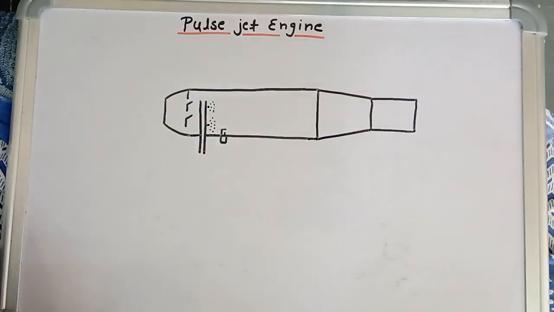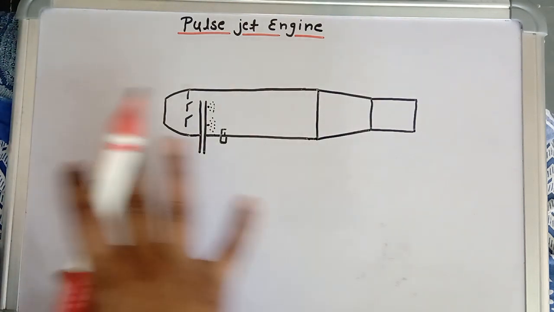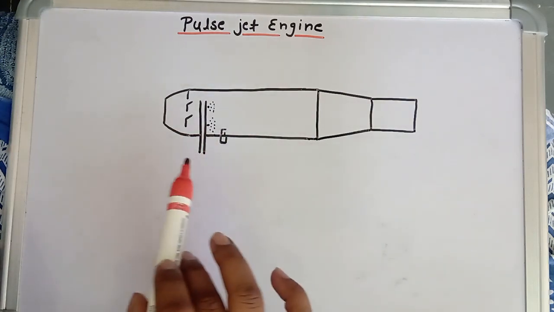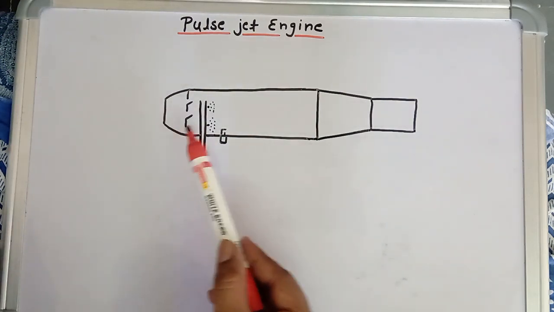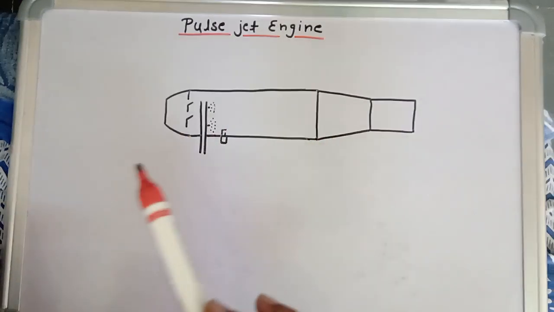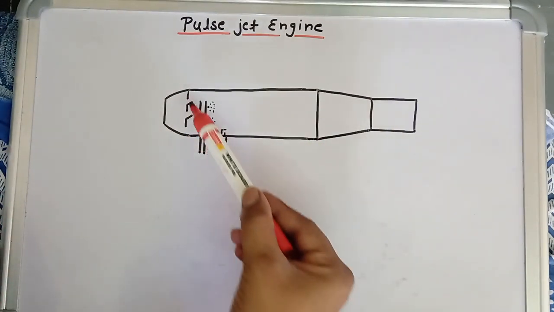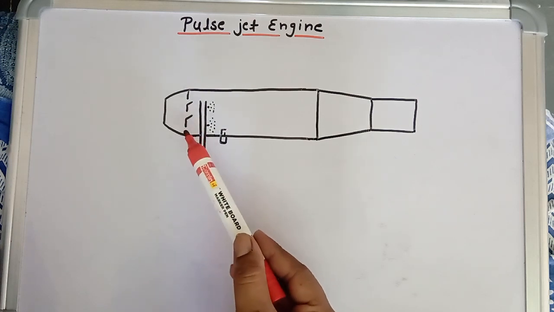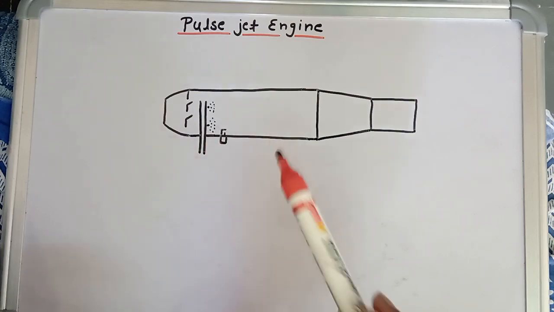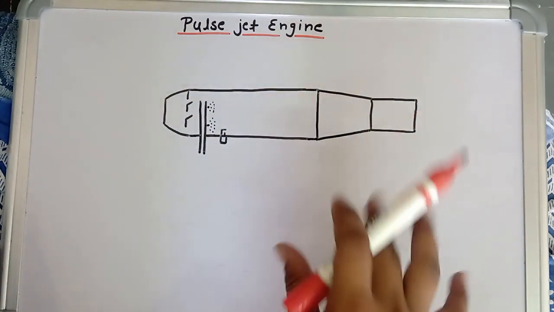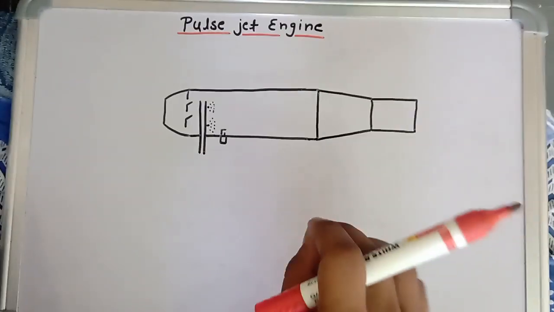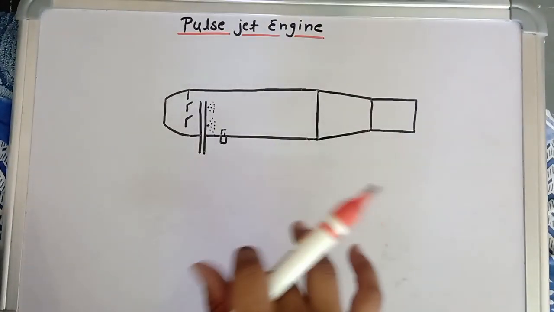So the Pulsejet engine is very similar to the ramjet engine in construction, except that in addition to the diffuser, combustion chamber and the exhaust nozzle, it has mechanically operated flapper wall grids which can allow or stop air flow in the combustion chamber. This is our line diagram of the Pulsejet engine. We will discuss each part of the Pulsejet engine one by one.